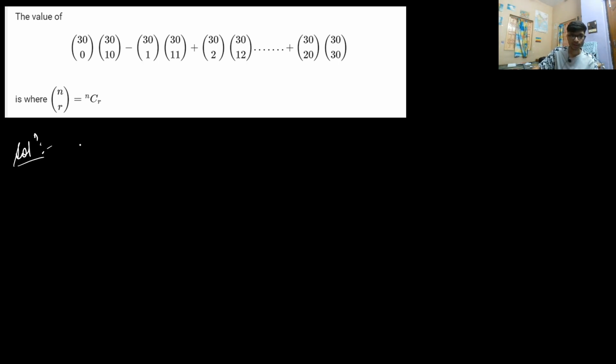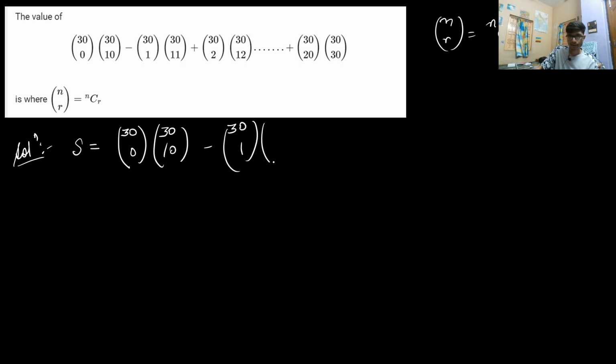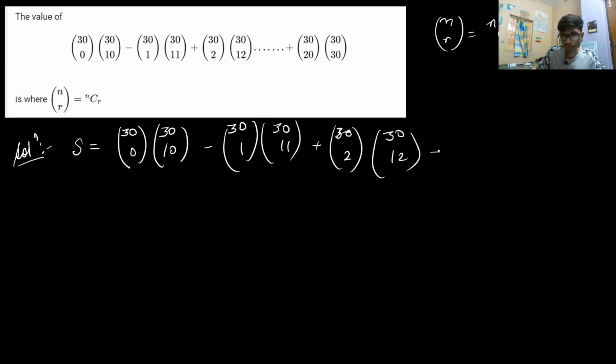So what is asked in the problem is that we are given a series. I am calling this summation S, and it is also said that nCr can be written in this fashion. It is asking for the summation of 30C0 into 30C10 minus 30C1 into 30C11 plus 30C2 into 30C12, and so on up to plus 30C20 multiplied with 30C30. So the question is asking you the summation of this particular series.